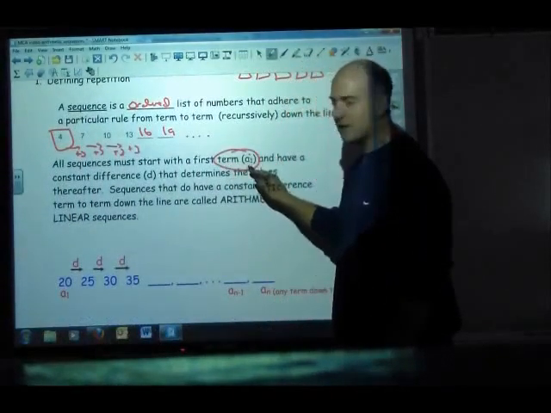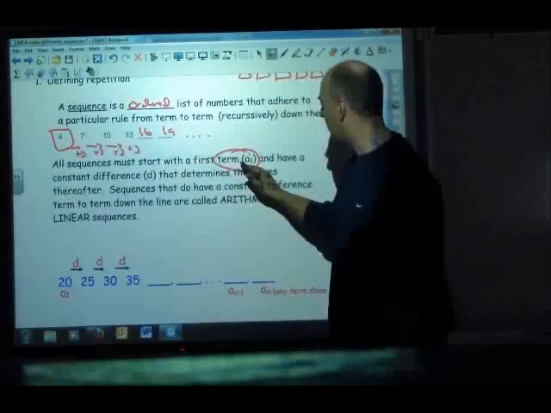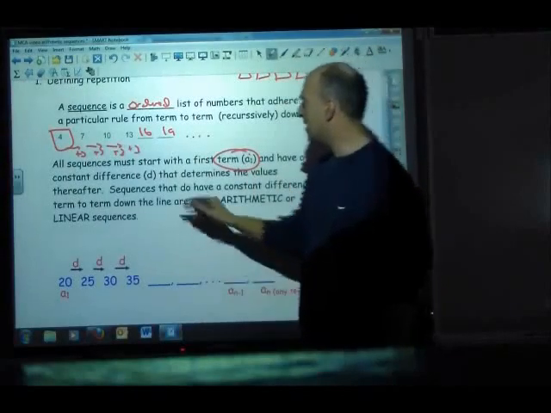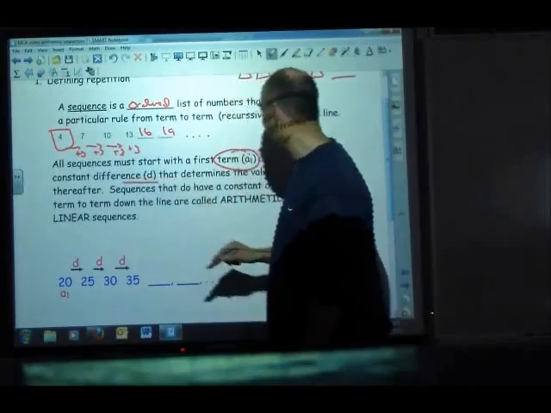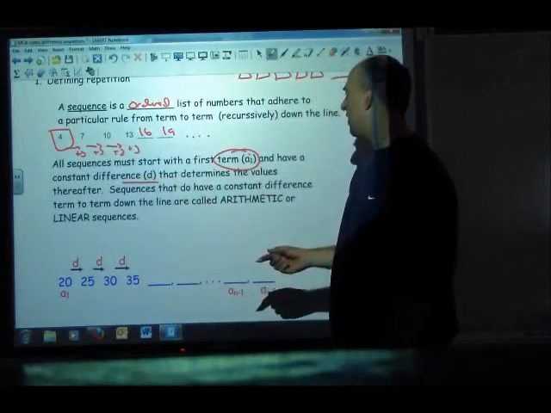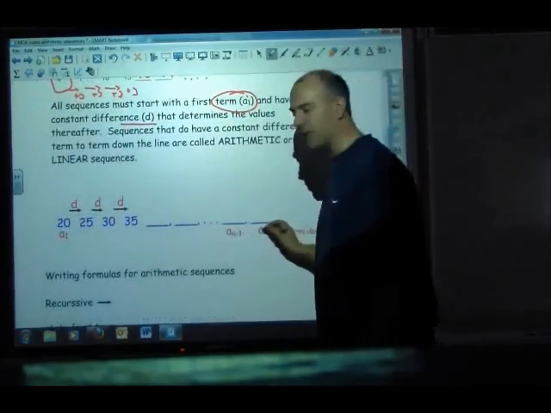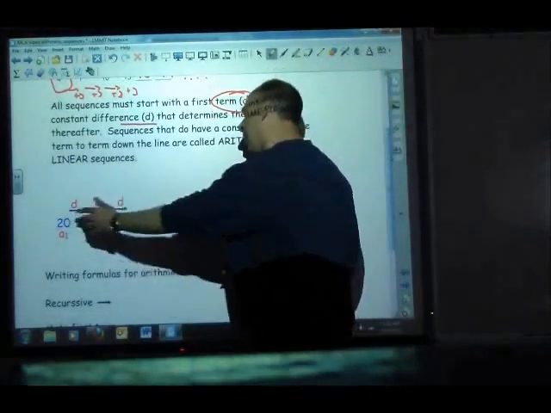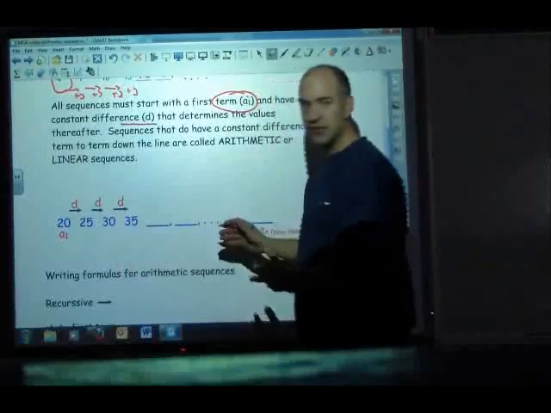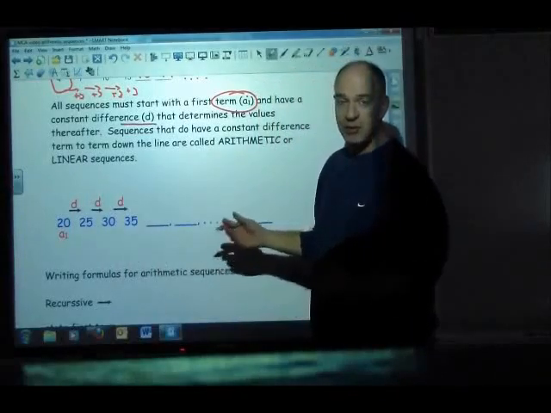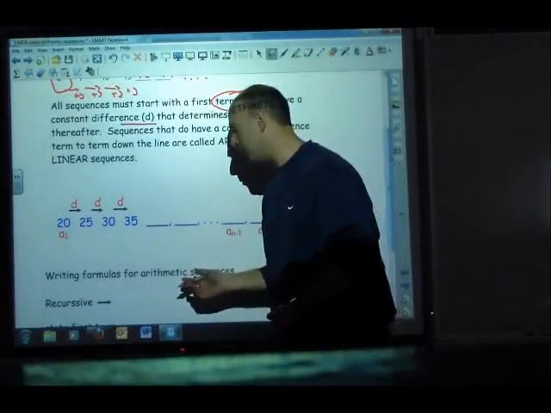Okay? So what we have to be able to understand is, do we have a first term? If we do, a lot of times that's called A1. Okay, A sub 1. The constant difference, we could call that D. But usually, you guys, what we're trying to find is some value down the line. Okay? Can we allow these beginning terms to get us somewhere down the line, and also to make a formula for how we get down the line?